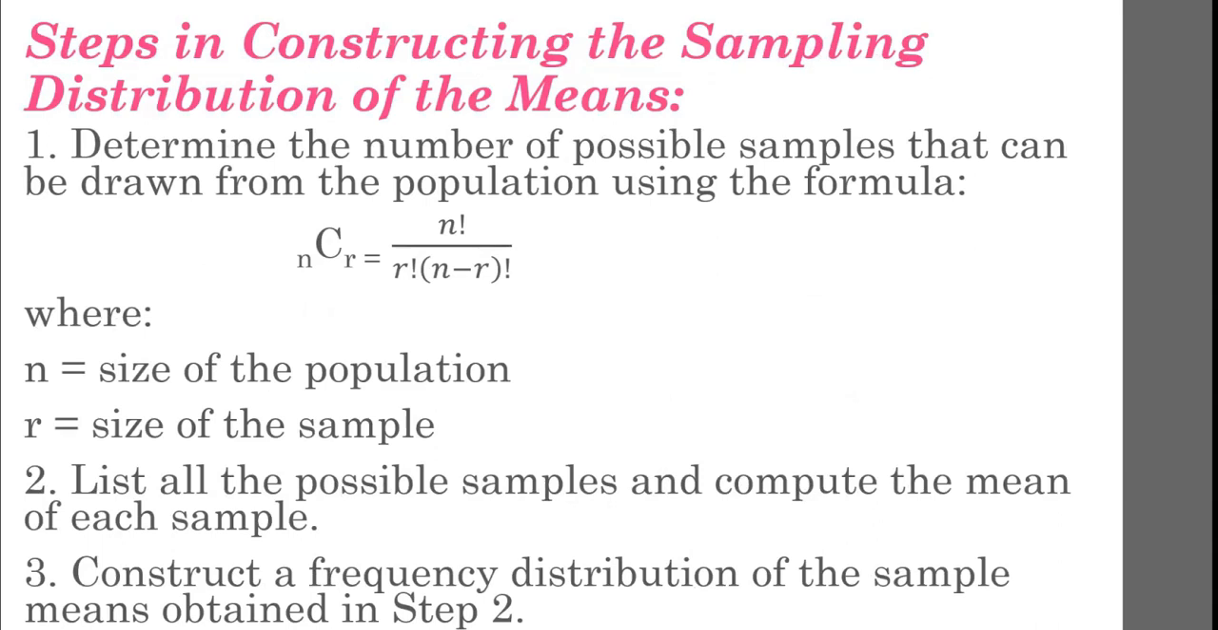Step 1. Determine the number of possible samples that can be drawn from the population using the formula: number of samples is equal to n factorial over r factorial times n minus r factorial, where n is the size of the population and r is the size of the sample. Step 2. We need to list all the possible samples and compute the mean of each sample. And step 3. Construct a frequency distribution of the sample means obtained in step 2.